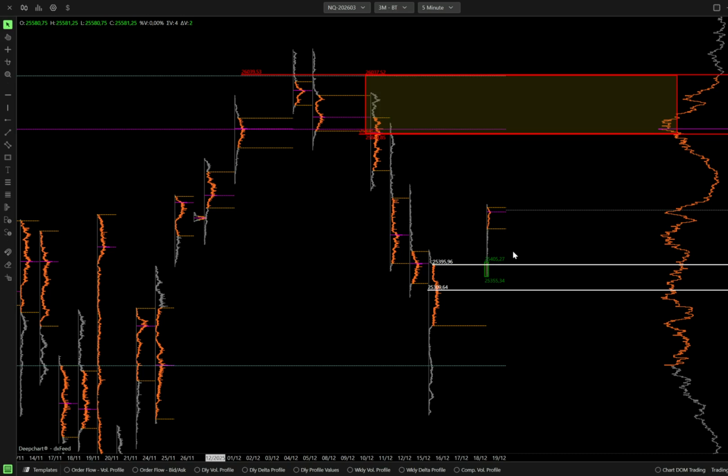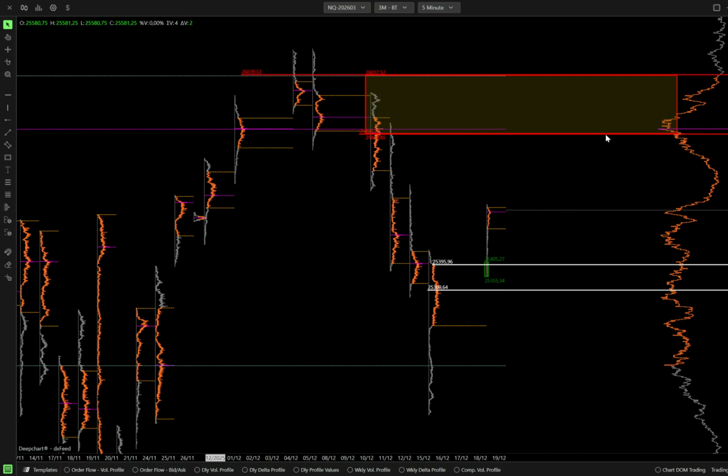Now, the right side of your screen is not visible. It's not necessary because you need to see the profile. The right side is just the numbers. This one is 25,850. This level here that I'm marking is the beginning of the area.